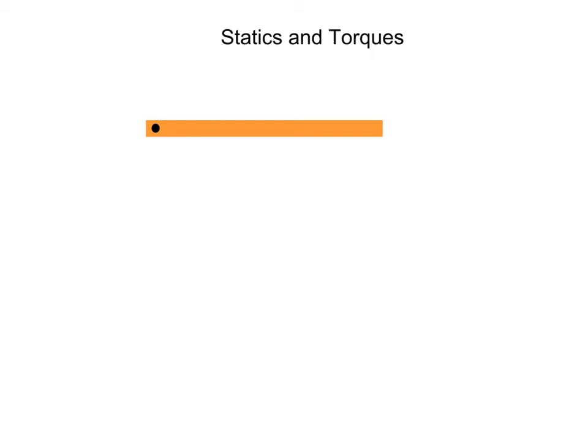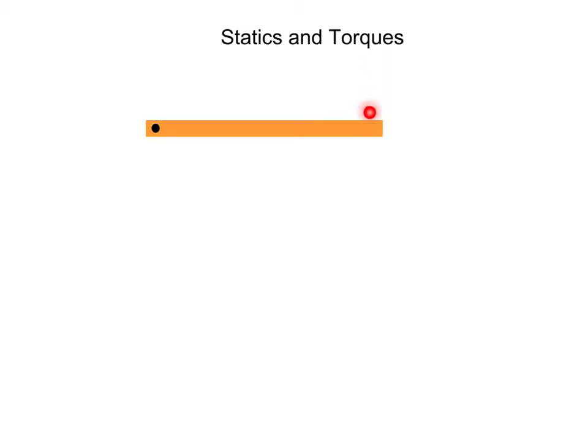Now let's look at torques in static situations. Statics is when there's no motion, so that would mean all forces are balanced. If all forces are balanced, it can't rotate either to be static, so all torques must be balanced.